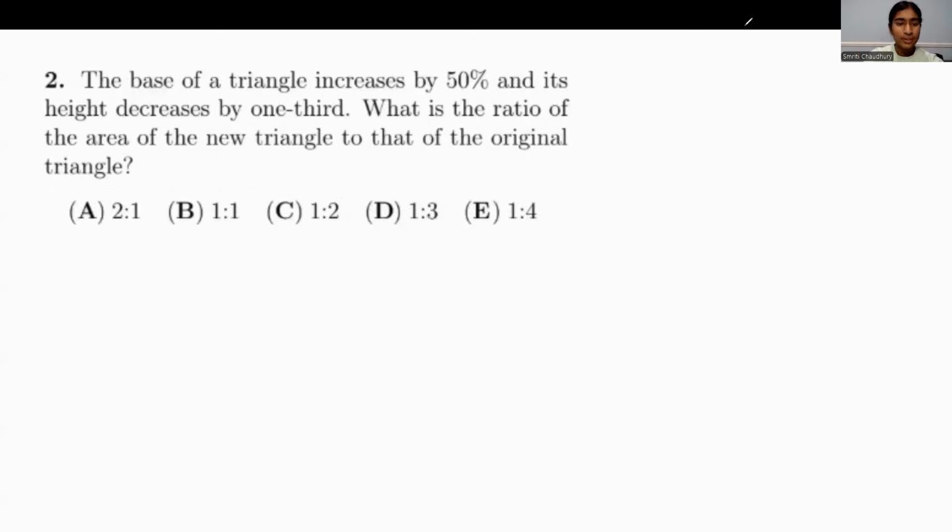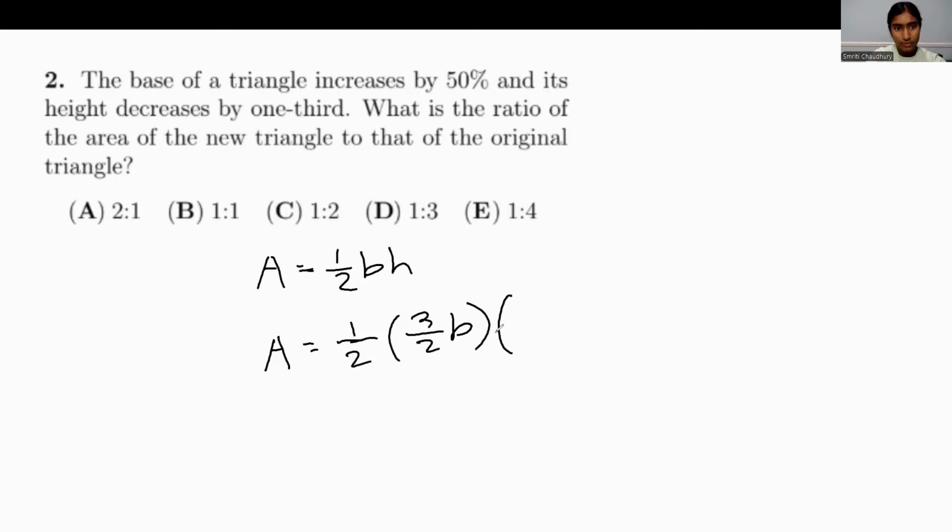Number 2. The base of a triangle increases by 50%, and its height decreases by 1/3. What is the ratio of the area of the new triangle to that of the original triangle? So the area of a triangle is half base times height, right? And then the area of our new triangle is going to be half times the modified base, which is 50% increase, so 3/2 B, times our modified height, which is decreased by 1/3, so now it's 2/3 H.